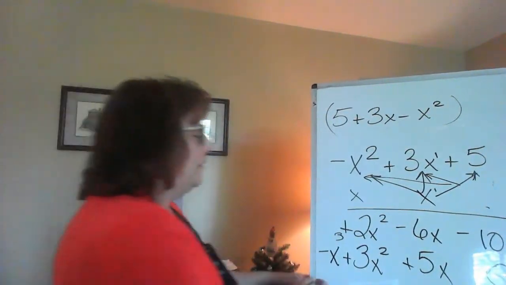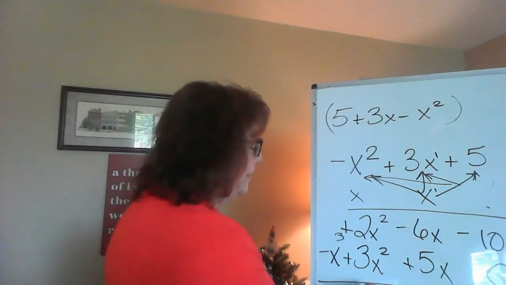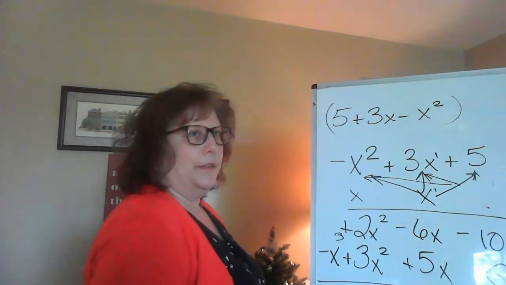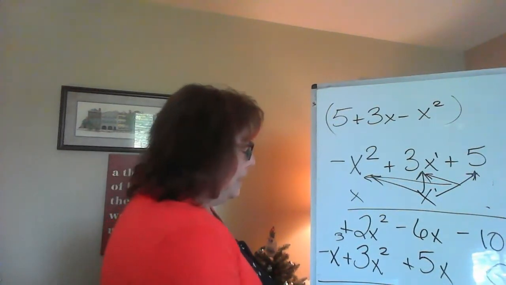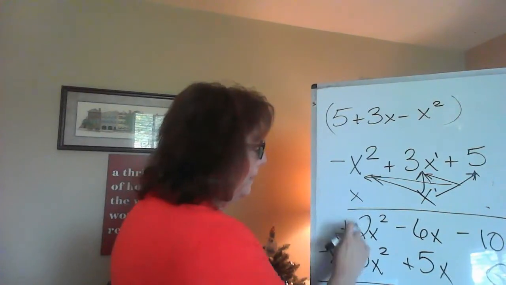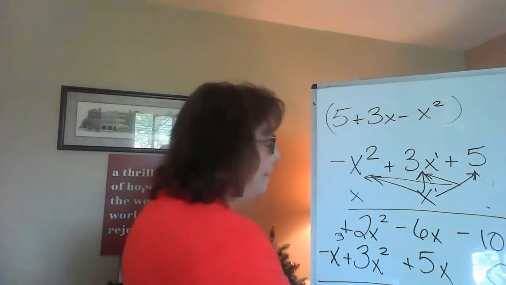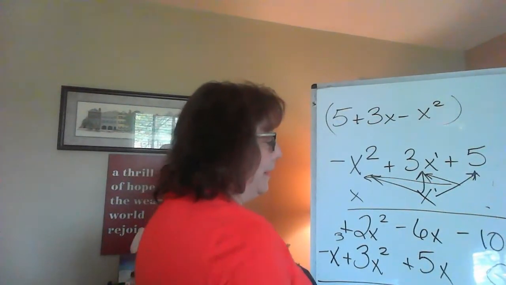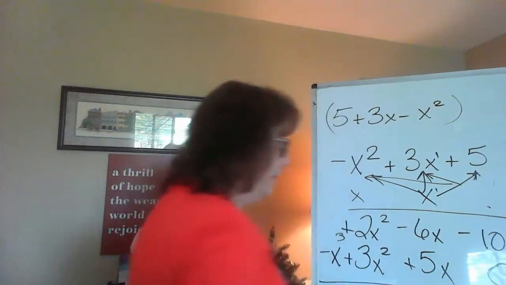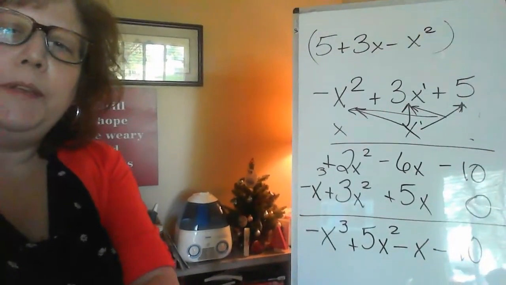Then I'm going to combine all of these. And I'm going to have negative x to the third. Sorry, I've got a little motorcycle rider. Negative x to the third. I've got plus 5x squared minus x, because I've got negative 6x and a plus 5x, minus 10. There would be my final answer. I don't know if you can see that. So I want you to be able to see that.